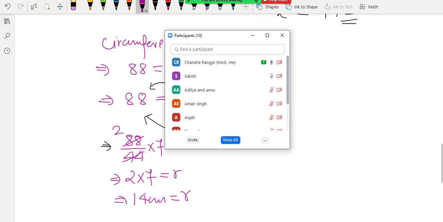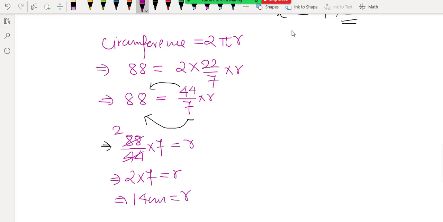Anyone, किसी का आंसर निकला था 14 centimeter? Yes, sir. Okay, very good. 14 is the correct answer. You have to do the calculations very carefully. Calculations को बहुत अच्छे से करना है और calculation करना आना चाहिए. Otherwise, मतलब बिना कैलकुलेशन के सारा चीज गड़बड़ हो जाएगा. Everything will become horrible.